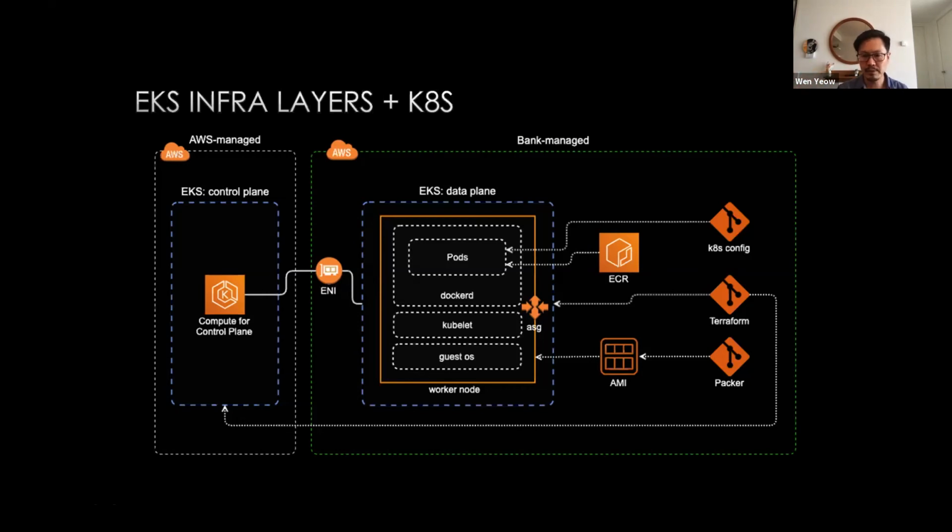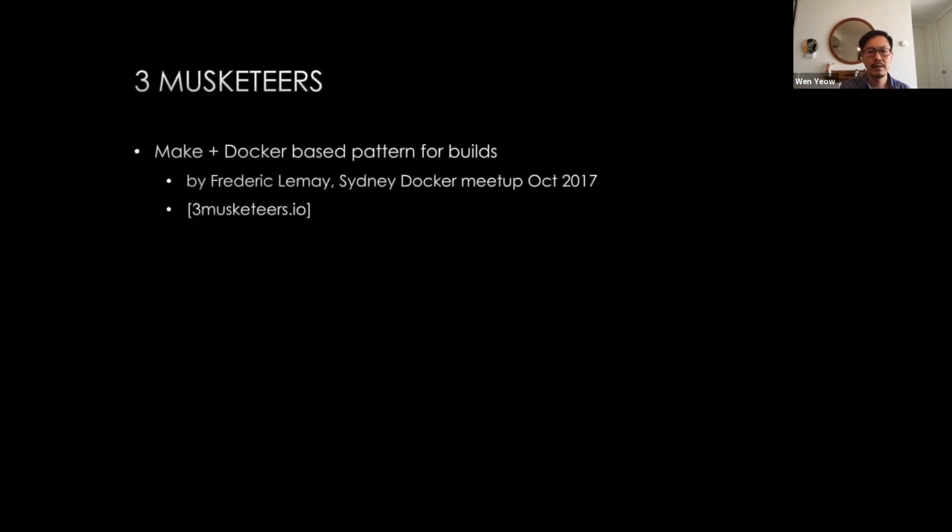So we use ECR for runtime purposes. All right, so we have to write a bunch of code. Where do we go from here? One of the first things that we decided upfront is we need a pattern that will simplify the way we run the jobs. And we adopted this thing called the Three Musketeers pattern.